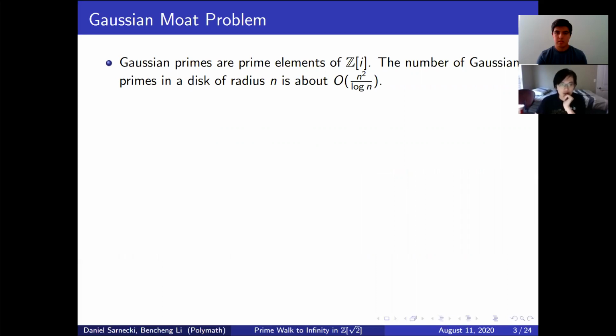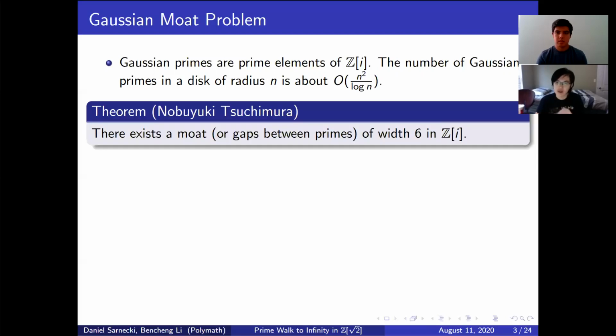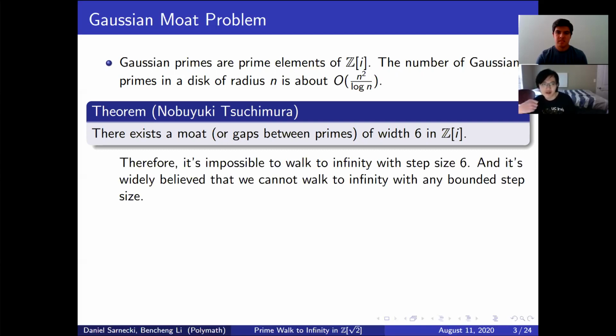The Gaussian primes are, as we defined before, the prime elements of Z[i], and the number of Gaussian primes in a disk of radius n is of the order n squared over natural log n. Remember that the prime number theorem tells us that the number of primes between 1 and n is about n over natural log n. So there are many more primes in Z[i]. Actually, the theorem says a moat of width 6 will exist in Z[i]. This is equivalent to saying that it's impossible to walk to infinity with step size 6 in Z[i]. It's also widely believed that we cannot walk to infinity with any bounded step size.